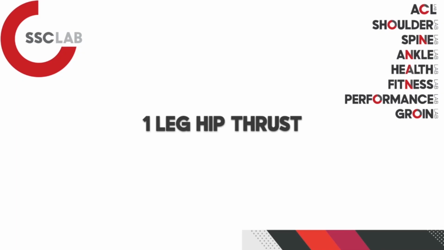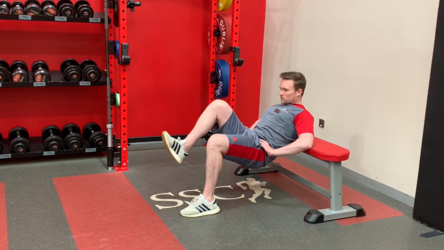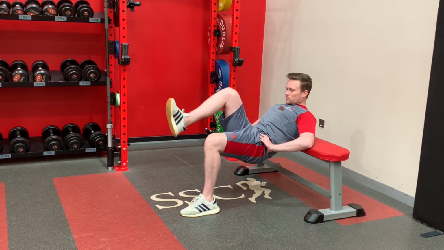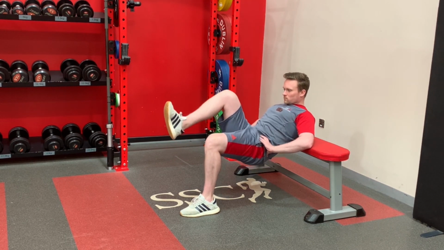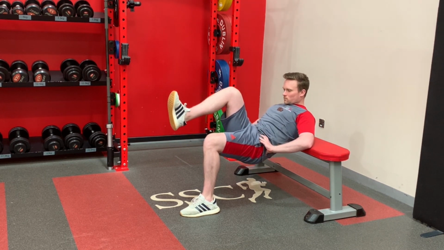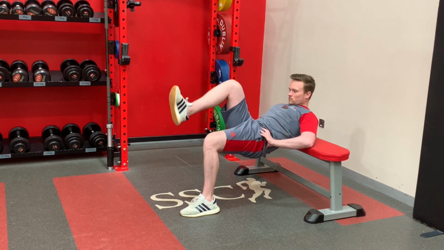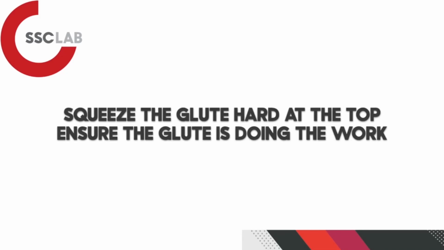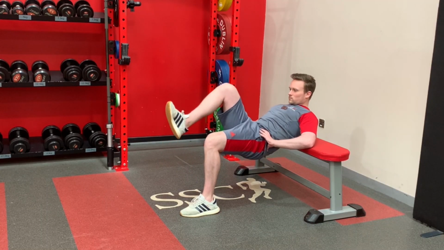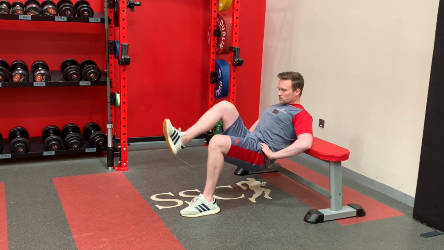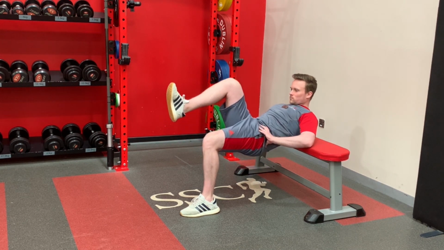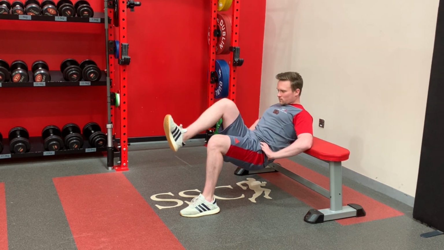The second exercise is a single leg hip thrust, and this is to really target the glute max muscle. As we drive through that left foot, we curl the hips up towards the ribs. We should squeeze the glute hard at the top and ensure we're feeling that glute max muscle at the back of the hip doing all the work. So push through the heel, curl the hips up to the ribs and squeeze the glute at the top.